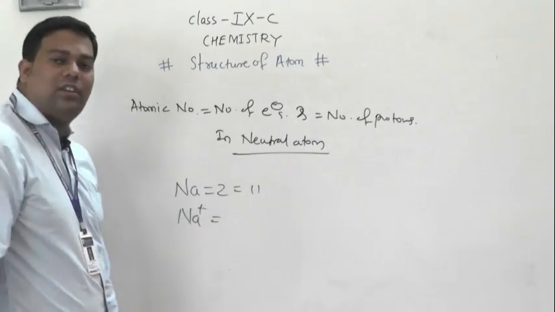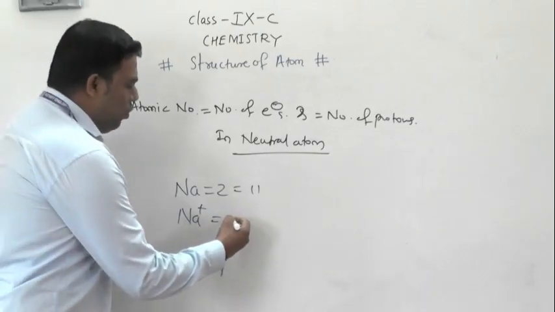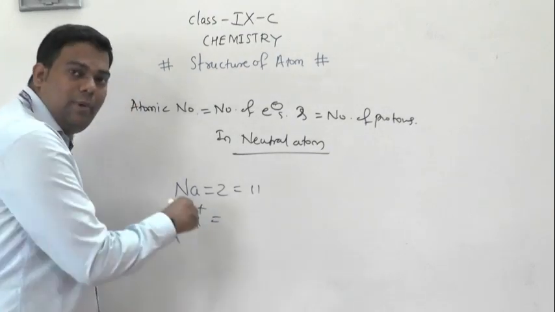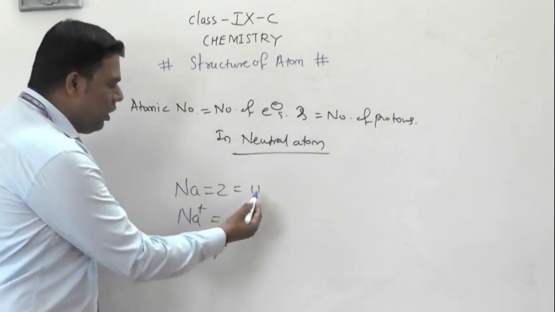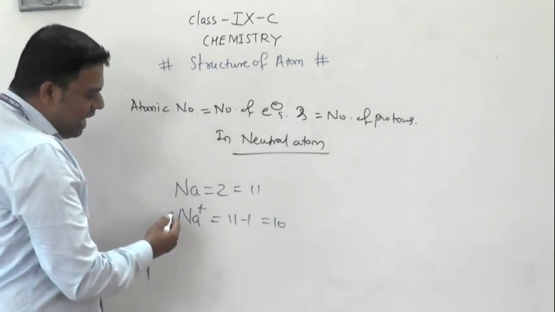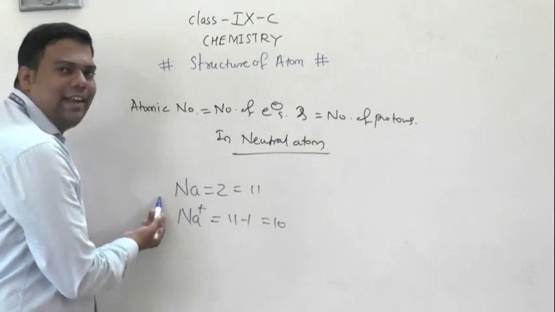Plus means minus 1. So the number of electrons present in Na plus is 11 minus 1, which is 10. So these are cations, and these are neutral atoms. Understood?